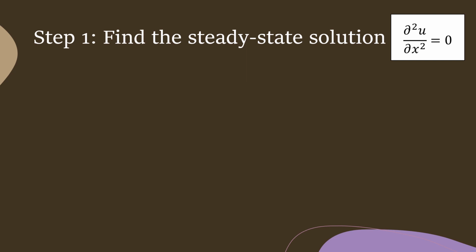So let's write it like this. And then now we can try to solve this problem. The first thing that we do is to find the solution for the steady state, right? When you talk about steady state, it means that the solution does not depend on time. So basically your time is going to be t equals 0.